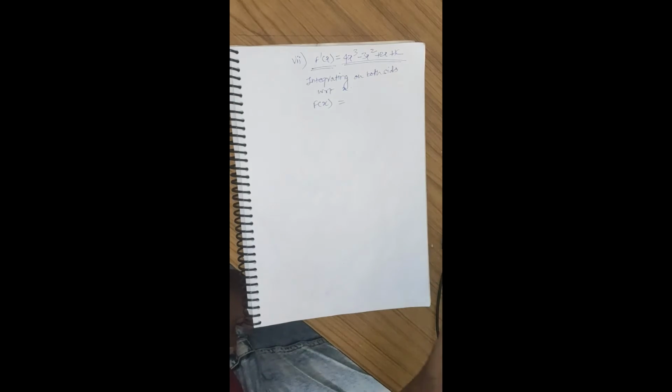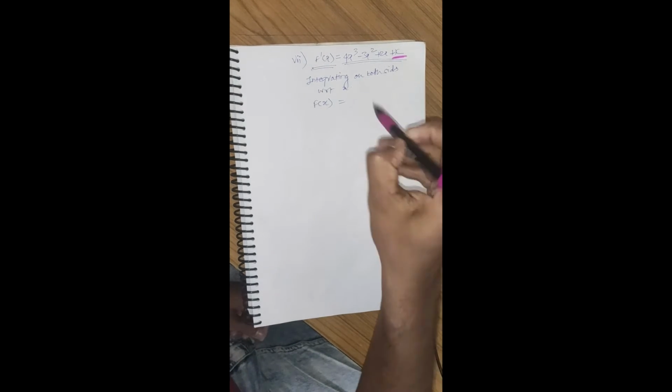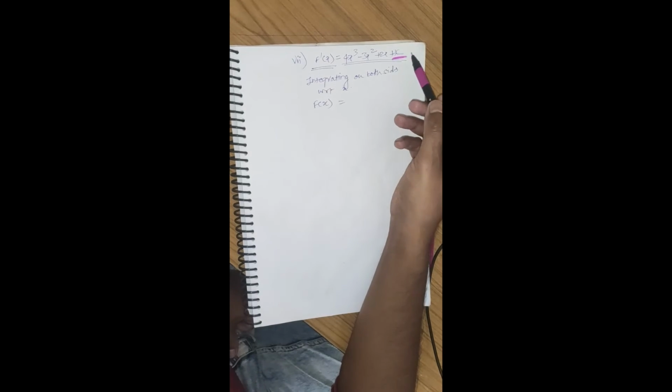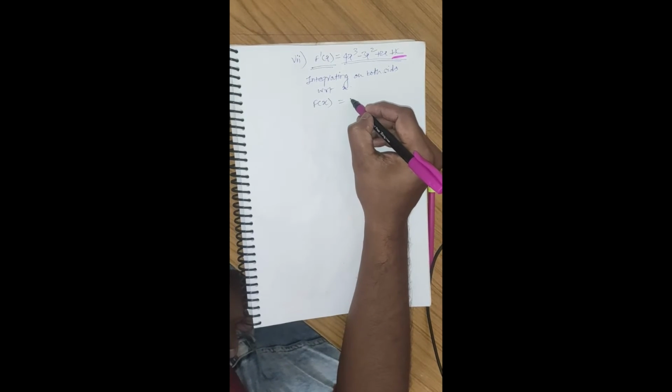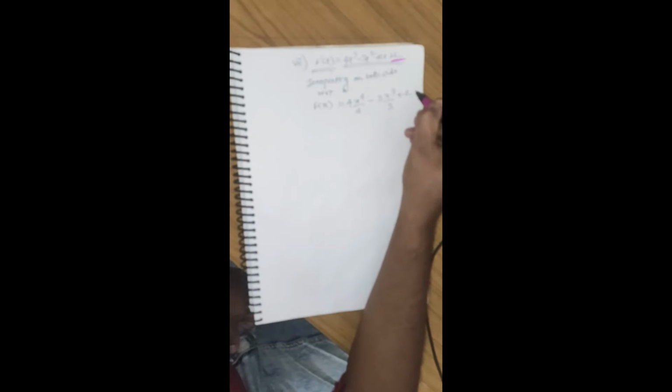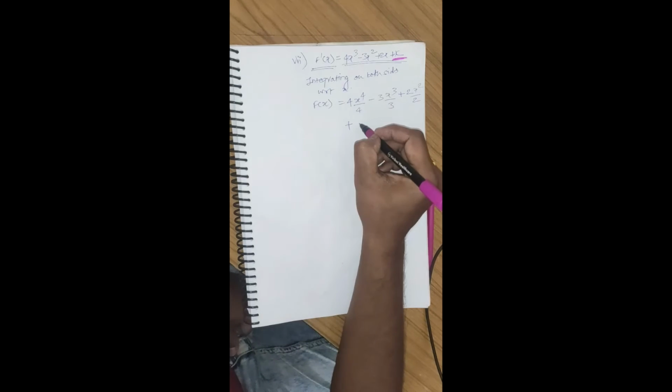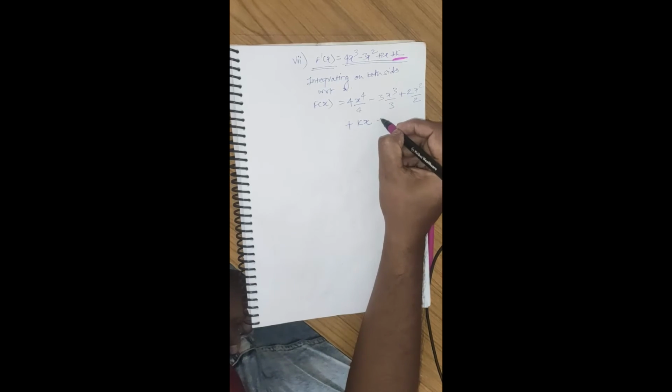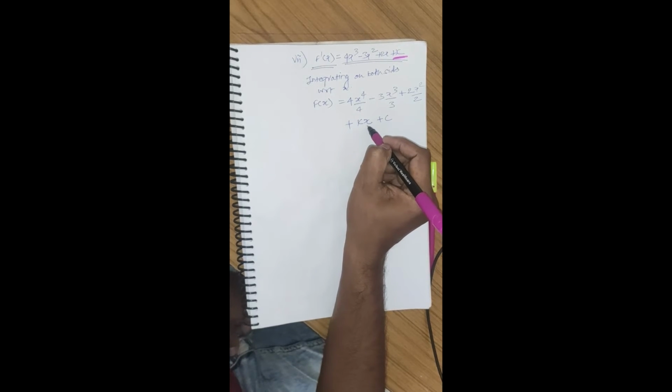You can see a constant is given over here, which is an unknown constant. We don't know that constant, so we can integrate that as well. So integrating that, you'll get 4x raised to 4 by 4 minus 3x cubed by 3 plus 2x square by 2. This is quite easy, and plus kx. Do not forget c.